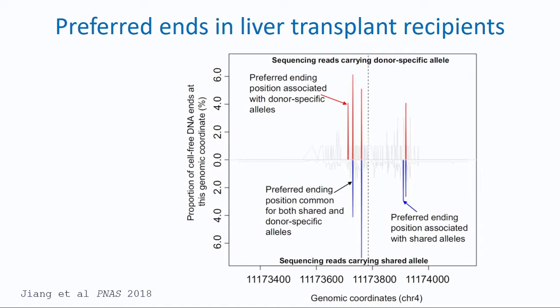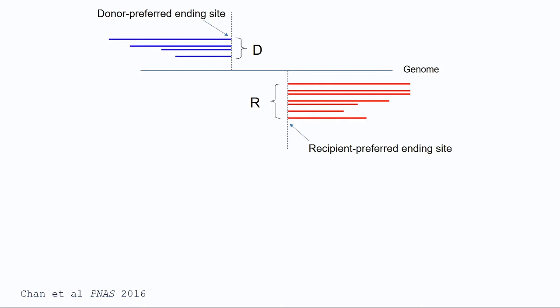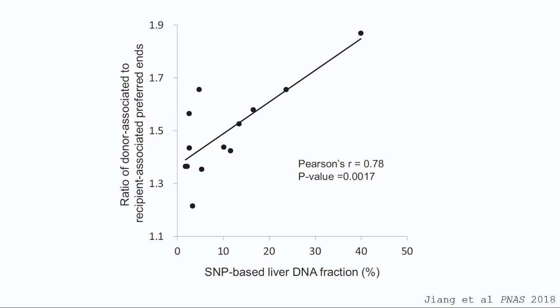And more interestingly, we thought, well, if we just count the number of molecules with the liver preferred ending sites over the non-liver preferred ending sites and get a ratio, that might reflect the proportion of liver DNA in the circulation. And surprisingly, it did. So we compared that metric with a conventional, traditional metric. The traditional metric just uses genotype differences between the donor and the recipient to get the fraction. And then we found that the new metric and the old metric had correlation.